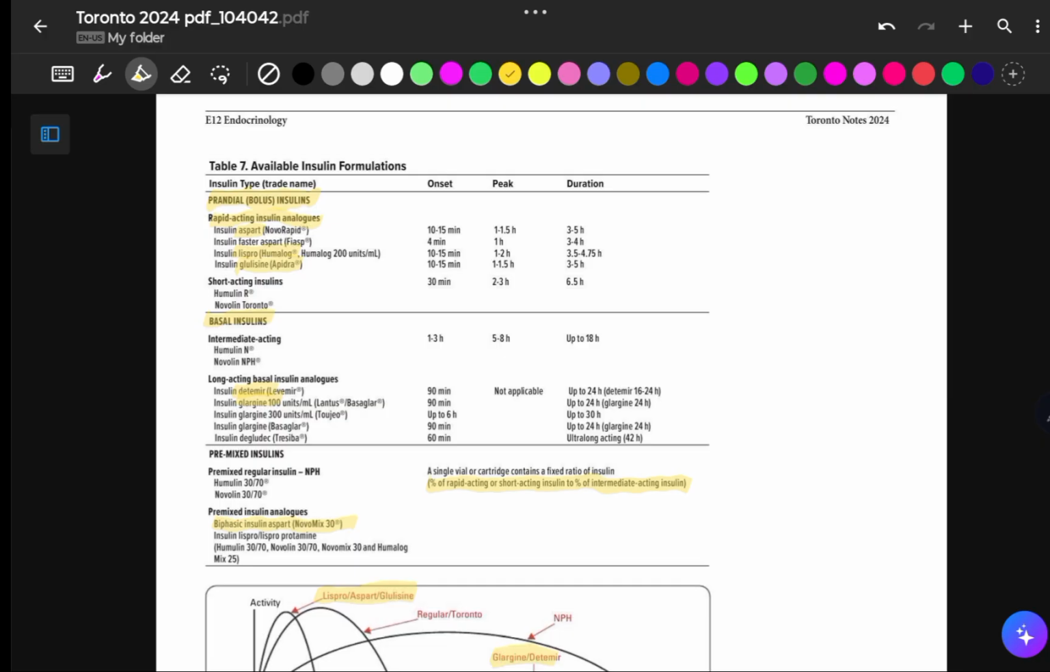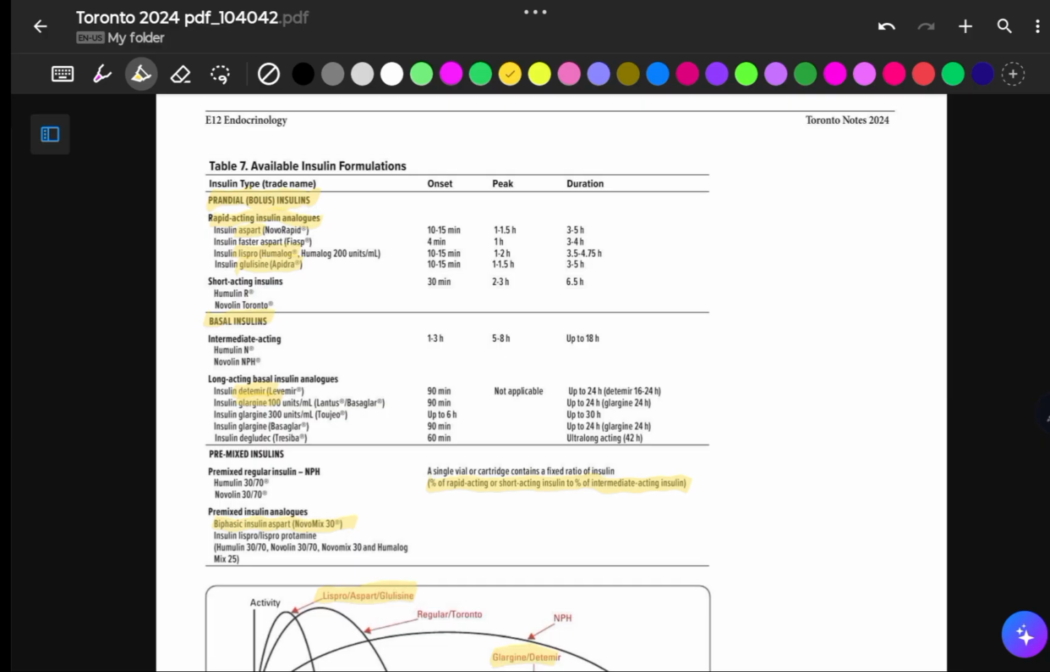So for your rapid acting insulin, rapid acting insulin is your insulin aspart. All right. So the onset is quite rapid: 10 to 15 minutes, peak about 1 hour and a half. Duration is about 3 to 5 hours. Next is your insulin faster aspart. This one is very quick. Onset is 4 minutes. Then you have insulin lispro. Okay. Then you have insulin glulisine. All right. Then you have your short-acting insulin, which is your Humulin R and your Novolin Toronto.